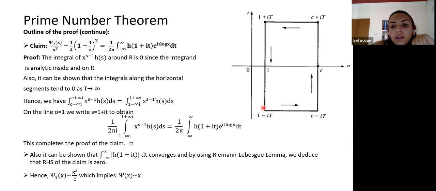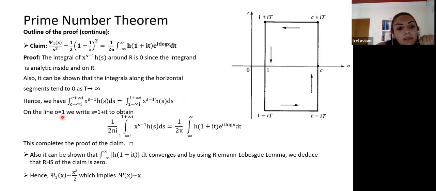And also one can show that integrals along the horizontal lines tend to 0 as t goes to infinity as well. So the overall integral is equal to 0, and the integrals along the horizontal lines are equal to 0. So we must have that integrals along the vertical lines are equal to each other. And this is the mathematical formulation of it.